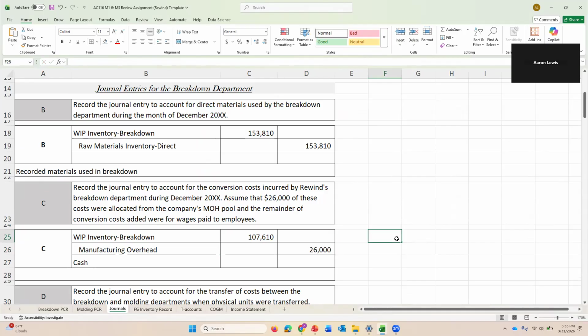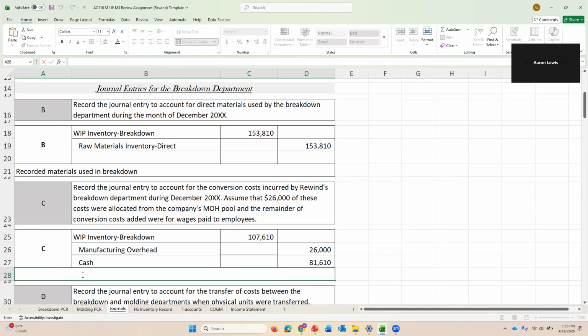We're told in the prompt that there's 26,000 of this that came out of the manufacturing overhead pool, we want to have that as a credit because that's the way the MOH pool works. Real costs go in with a debit, allocation comes out with a credit. And then the difference is attributable to these wages that we paid to employees. Well, my debit's got to equal my credits, so 107,610 minus 26,000 equals $81,610 in cash that we must have paid to employees that worked in the breakdown department during the period. And we recorded the conversion costs of breakdown.